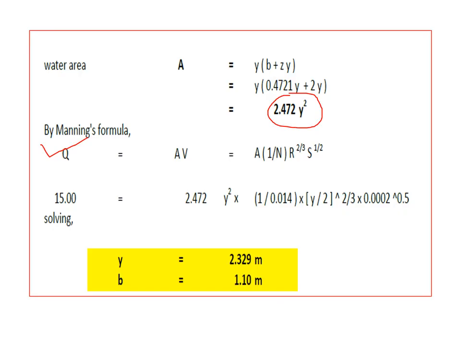Now n is 0.014, so 1 by n. R is y by 2. You also have to be very careful here: R is y by 2. Then S we know, so you can substitute here. In the previous problem I think Chezy's equation was used; here it is Manning's equation. Solving this, we get y is 2.329 meters, and b, you know, is 0.472y. So substitute in that and get b as 1.1 meters. So we solved two problems of trapezoidal sections, one taking Chezy's equation and the other Manning's.